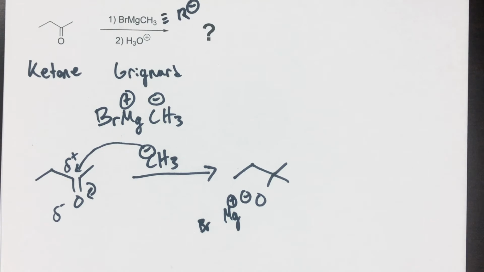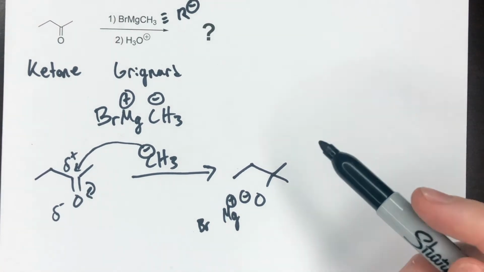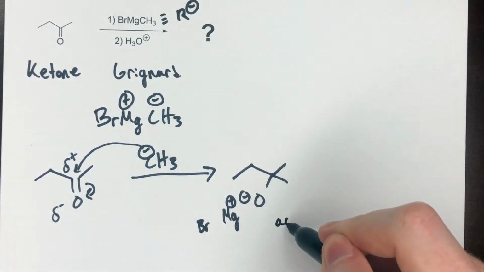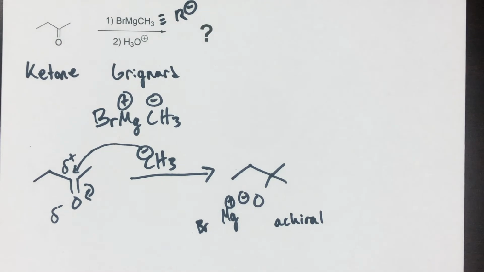Now, we're not finished here. Well, we have a couple things to consider. Is this a chiral species to begin with? Is the first thing to talk about. And we have 2 methyl groups at this position. So this is achiral, so we don't have to worry about it being racemic or anything like that. It's simply achiral because of the identical groups. It's the same as if they were 2 hydrogens at that position.